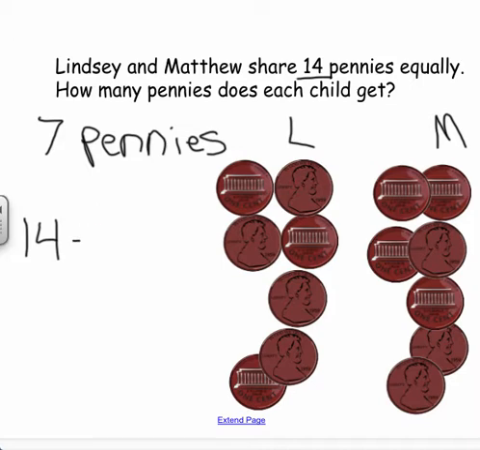The division sign is a line with two dots, one on top and one on the bottom. We divided these pennies by two people, Lindsay and Matthew. So we're going to write a number 2 here, and that equaled an answer of 7. 14 divided by 2 equals 7.